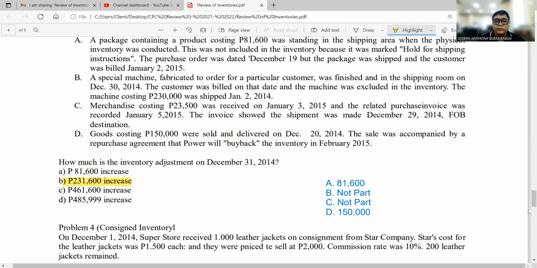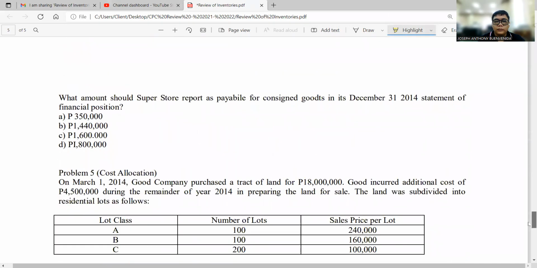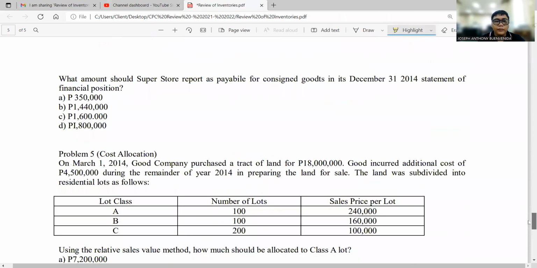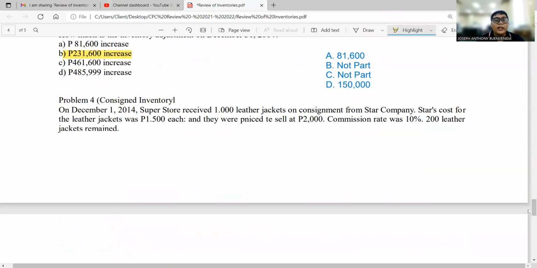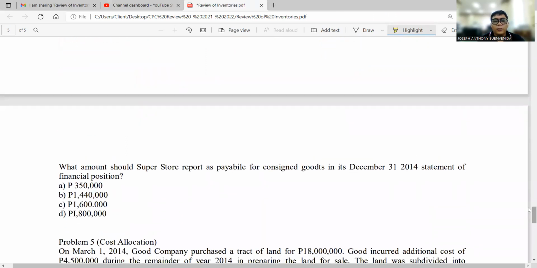Problem 4. Consigned inventory. On December 1, 2014, Superstore received 1,000 leather jackets on consignment from Star Company. Star's cost for the leather jackets was 1,500 each, and they were priced to sell at 2,000. The commission rate was 10%. 200 leather jackets remained. Question: what amount should Superstore report as payable for consigned goods in its December 31, 2014 statement of financial position?